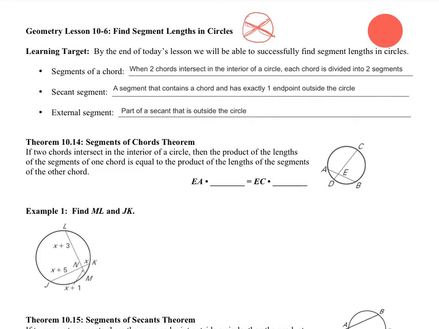And the secant segment will refer to a segment that contains a chord and then has exactly one endpoint outside the circle. So this would be a secant segment. And then the external segment will be part of a secant that is outside of the circle. So this part is called the external segment.